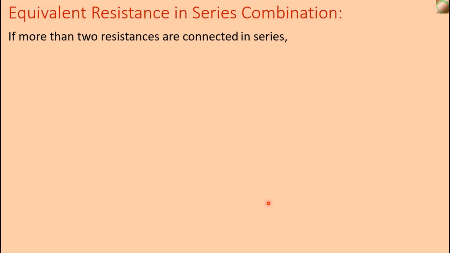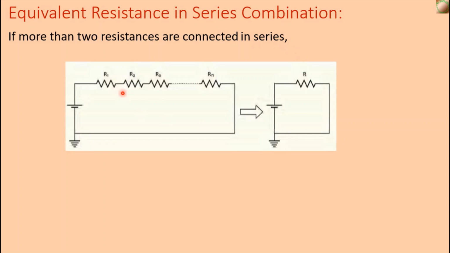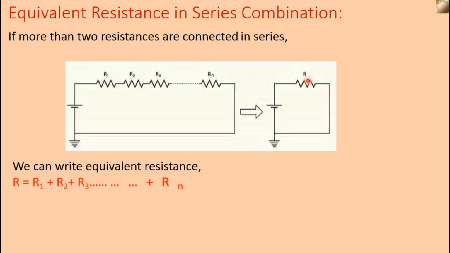If more than two resistances are connected in series, that is R1, R2, R3, up to Rn, n resistances connected in series, and their equivalent resistance is R, then we can write R is equal to R1 plus R2 plus R3 plus up to Rn. This is the equation of equivalent resistance in series combination.